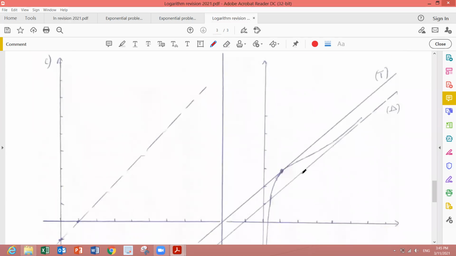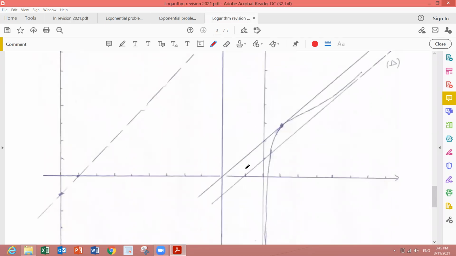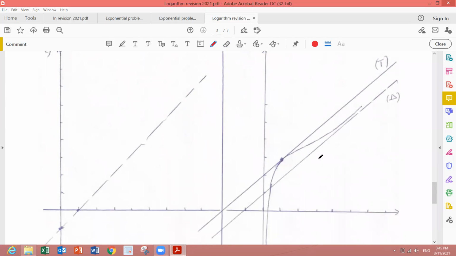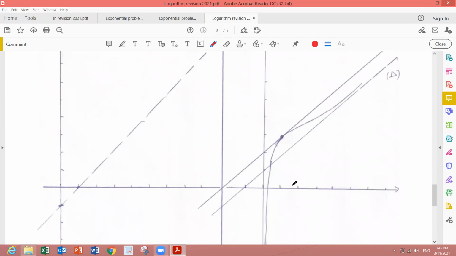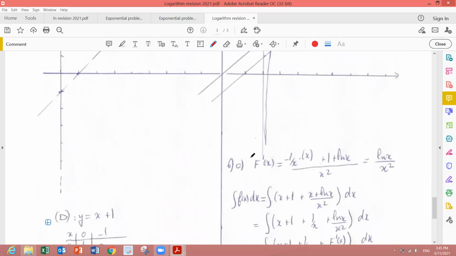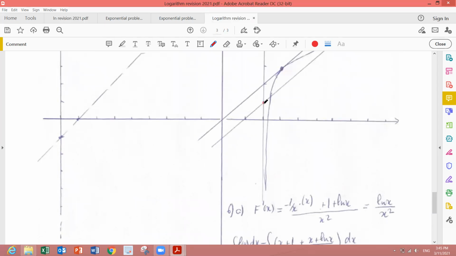Now to draw. First we have to draw the oblique asymptote, y equals x plus 1. For x equal 0, y equals 1. For x equal 1, y equals minus 1. This is the asymptote.